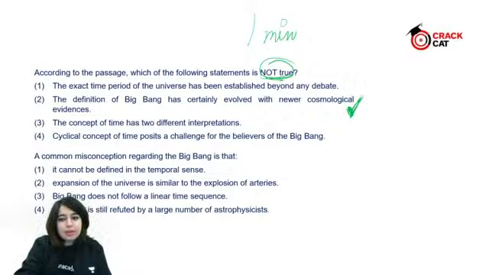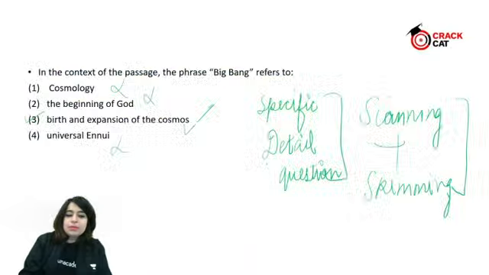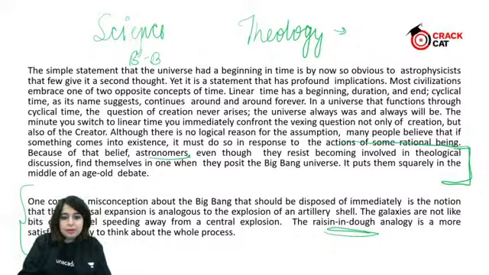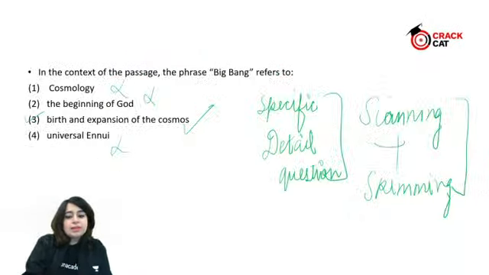I'll take you back to the passage to show this to you. The concept of time has two different interpretations. Yes, cyclical and linear time. The cyclical concept of time poses a challenge for the believers of the Big Bang. We'll just go back to it. It says questions the creation never arises. So yes, this is also true.